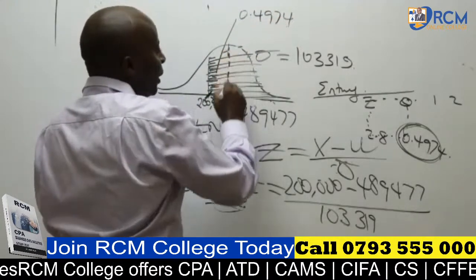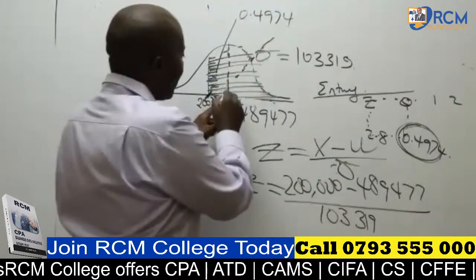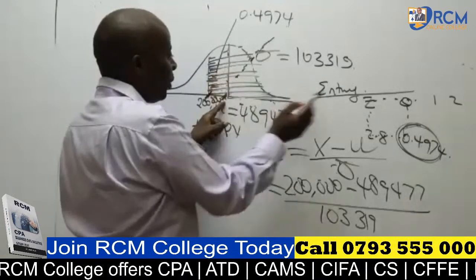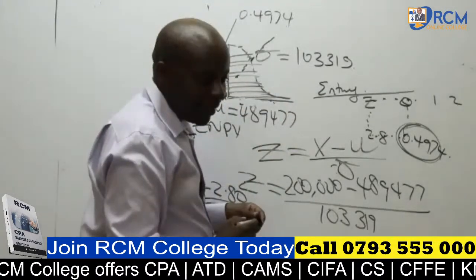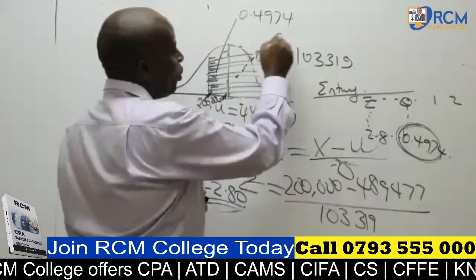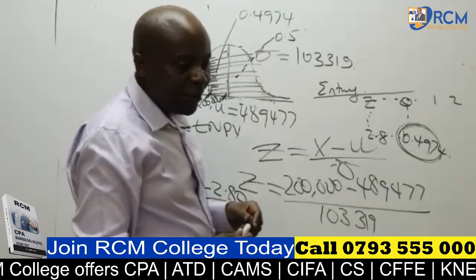Then what do you know about this other half area? What is this half area from here to infinity? They say it is 0.5. And then what I want is the total shaded area.